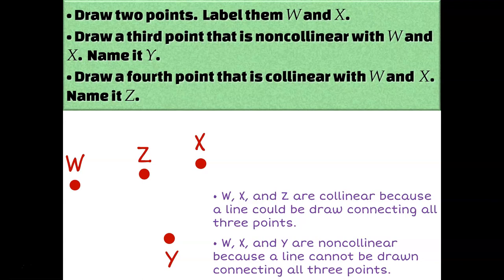Collinear doesn't necessarily mean that the point has to be between the other 2 points like it is right now. All that collinear means is that a straight line could be drawn between those points. So W, Z, and X are collinear because I could draw a straight line through all 3, but Y is non-collinear with the others because you couldn't fit Y on the same line with the other 3 points.